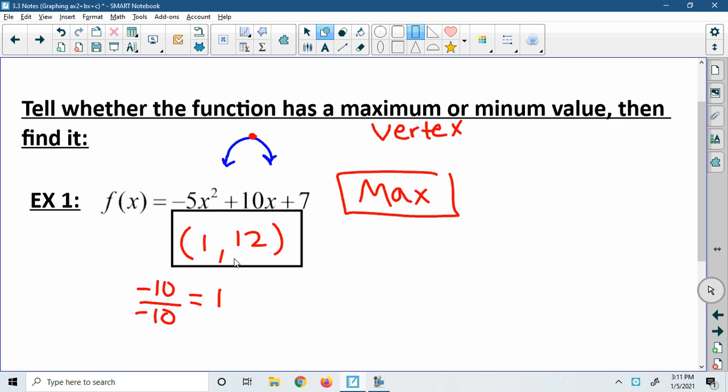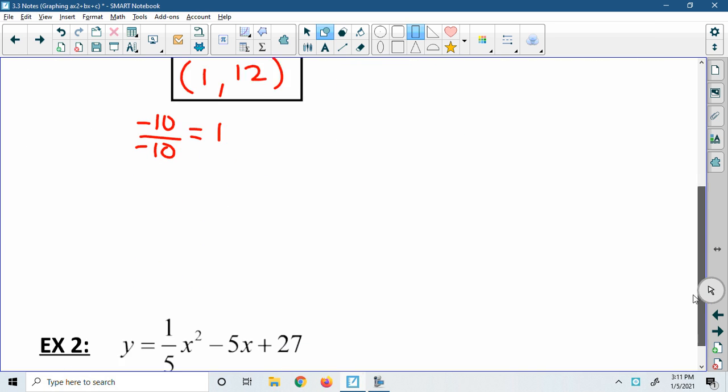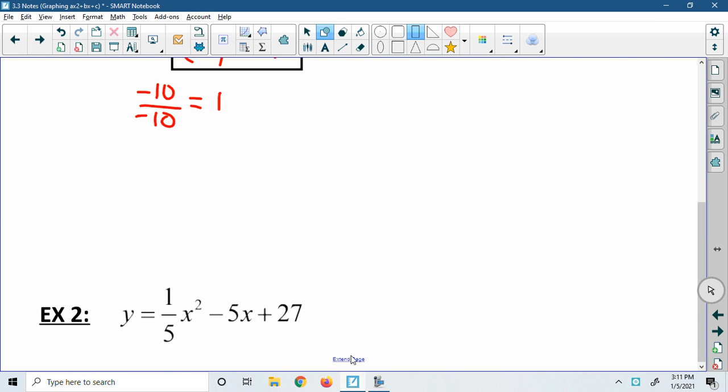If you checked your answer in the back of the book on this one, it would actually just give you the y coordinate. So I don't know, I kind of like to put the whole vertex though. It's nice to me to have that complete point there. One more real quick here.